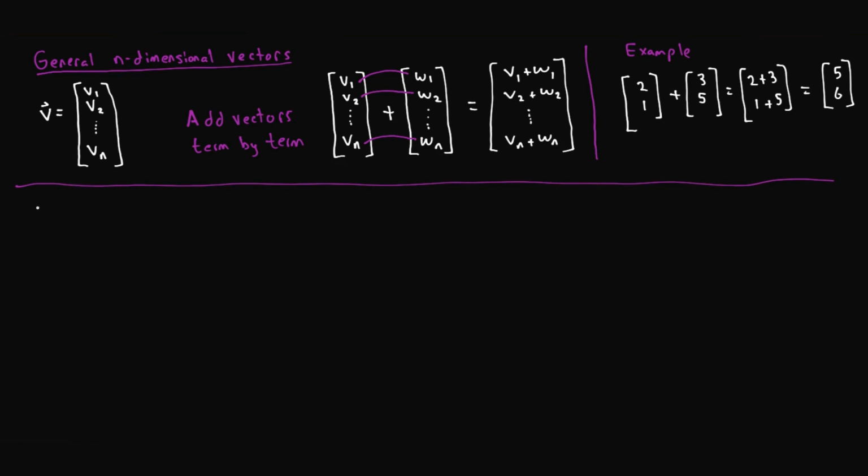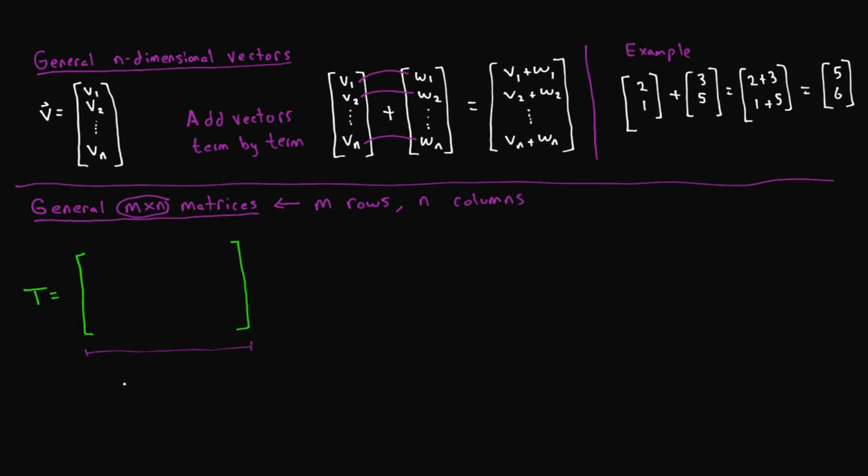And now let's look at a general m by n matrix, where m means rows and n means columns. And we can draw it out like this. We just need to put n columns and m rows like this. We can also add matrices term by term, similar to how we add vectors. Again, I'll show you an example.